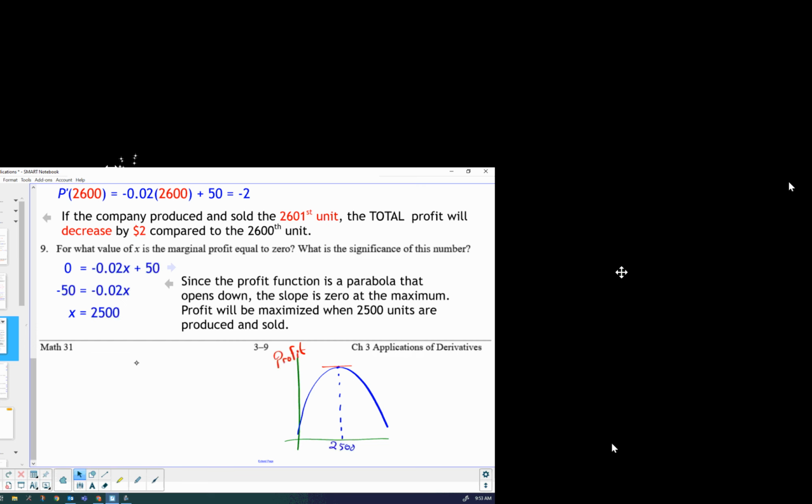So hopefully you're getting the hint that you can expect me to quite frequently ask, what does that number mean? And with the application questions, sometimes it's challenging, but I expect you to be able to explain in words what the numbers mean, particularly when we take derivatives.